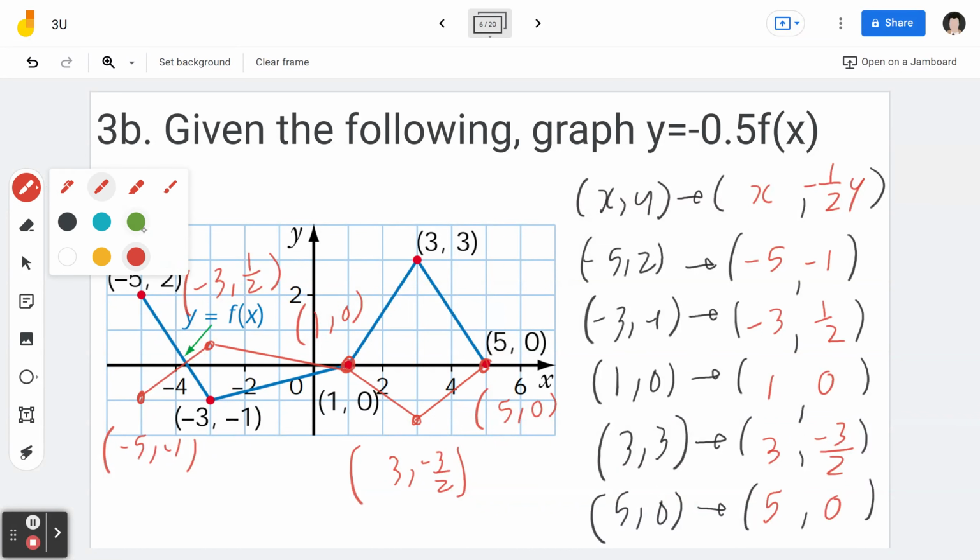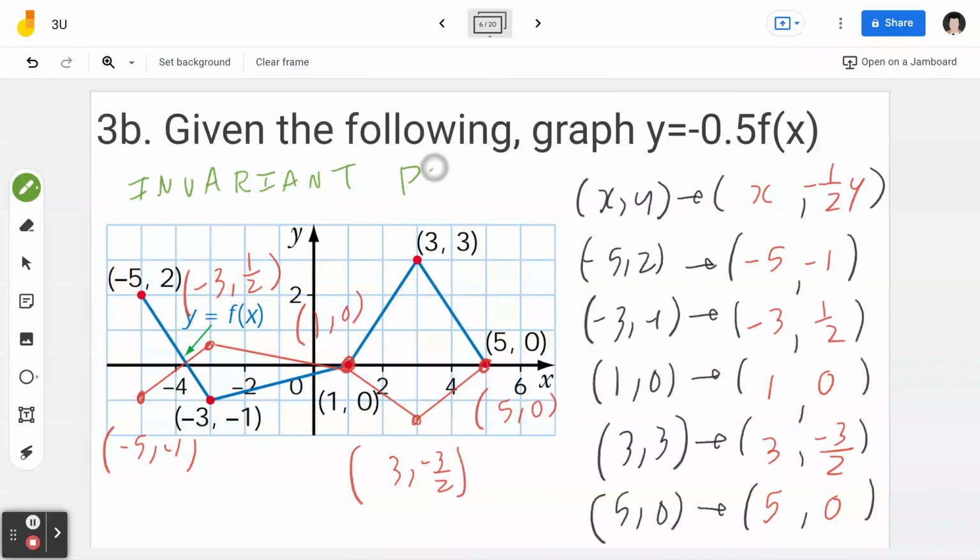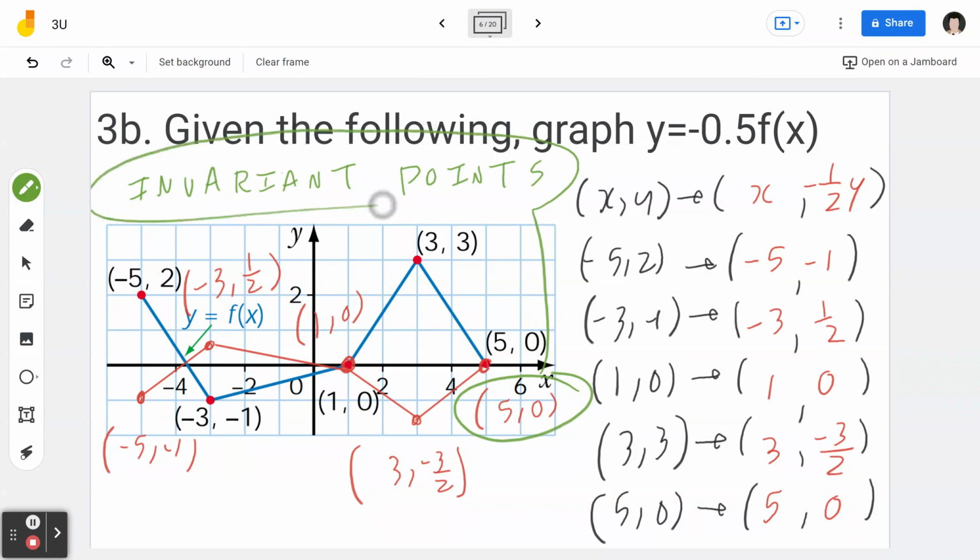Now, the question did not ask for invariant points, but we're going to show you. So invariant points are the points that don't change. So if you look at the points from before and the points after, they're the same. So those are called invariant points. And in this case, the invariant points are 5, 0, and the other one's going to be 1, 0, respectively. All the other points are different.